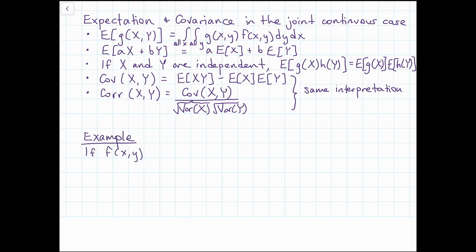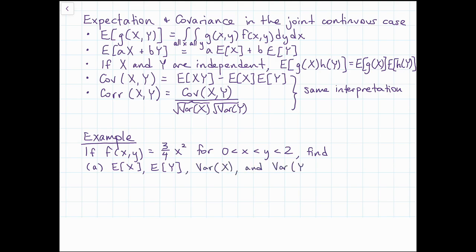All right, let's look back at our example. We had little f of xy is 3/4 x squared for 0 less than x less than y less than 2, and we're going to find a few things. First of all, we want the means and variances of x and y on their own. Second, we want E of xy, that function of x and y.